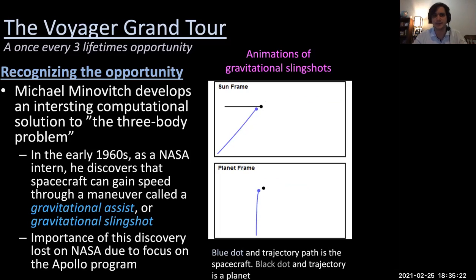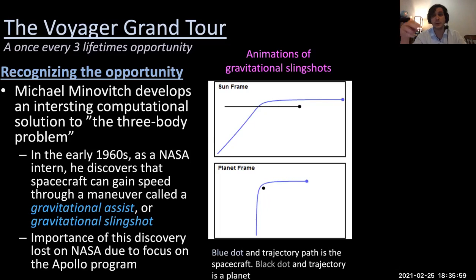You can simulate it. So Michael Minovich comes up with a solution to the three-body problem, and he uses it to discover this amazing maneuver that we call the gravitational assist, or even better, the gravitational slingshot. And it's a way to change the speed and direction of a spacecraft for free. Well, you steal some angular momentum from a planet, or you give a planet, or some other third body, some angular momentum. But the net result is you change the speed and direction of a spacecraft.